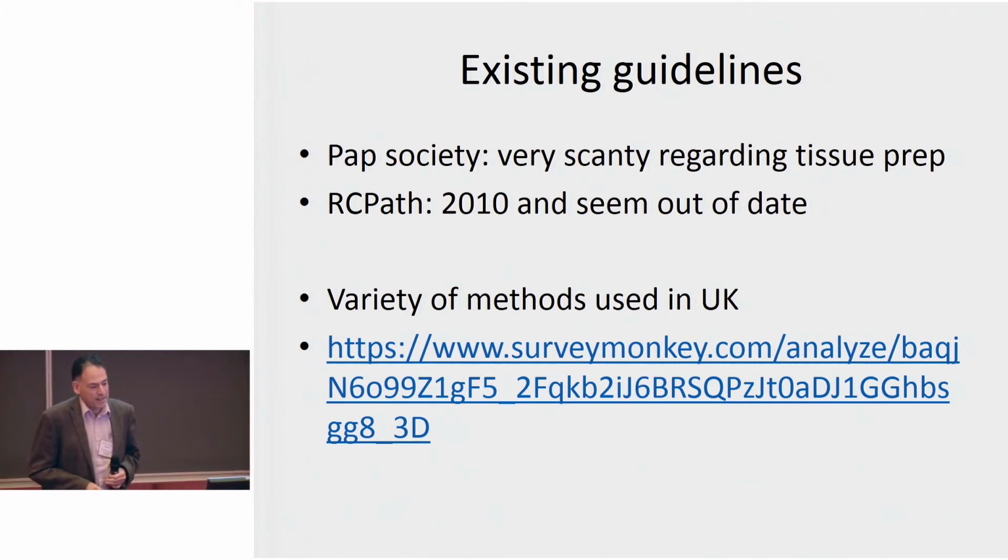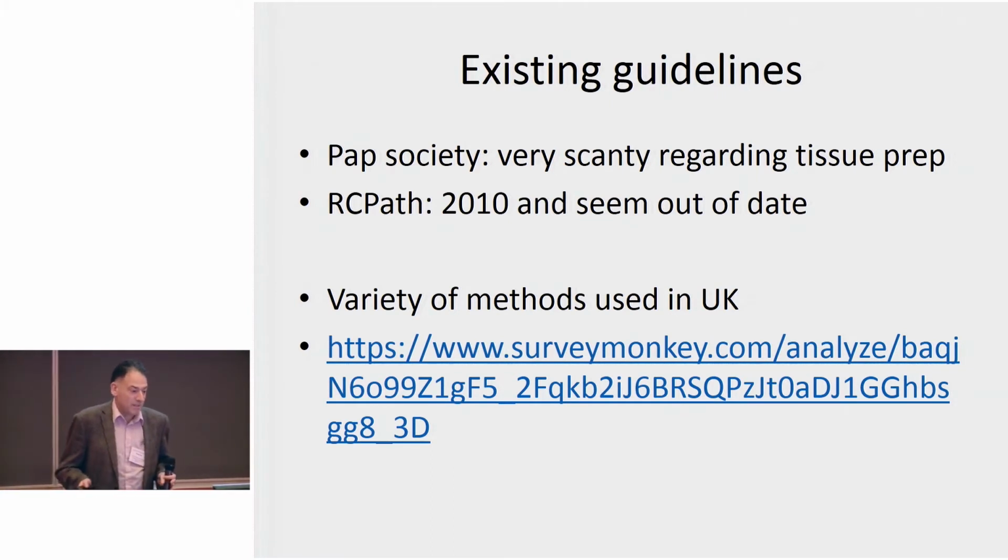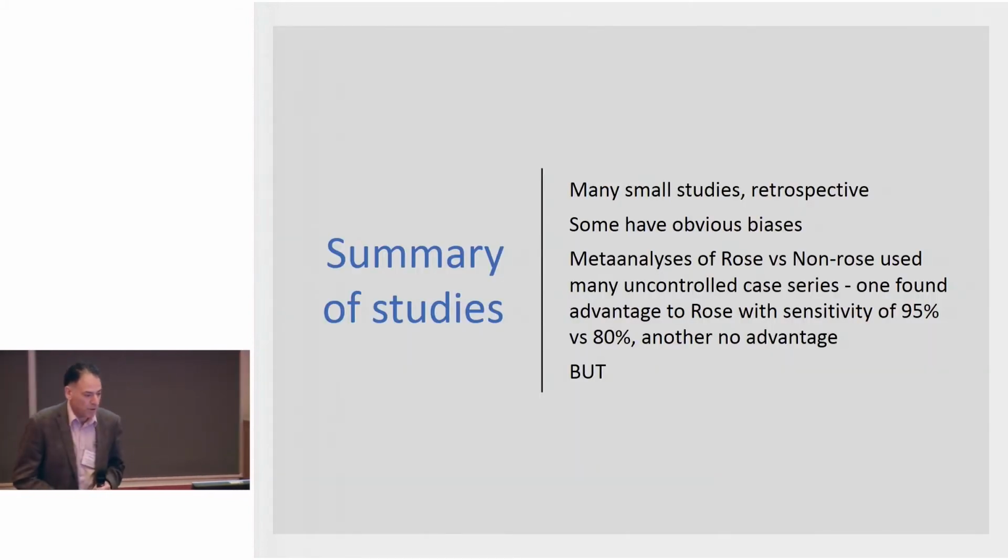So what do the guidelines say about how one should do it? Well, there's actually very scanty information about how people say one should actually prepare these samples. The Papanicolaou Society has very little about tissue preparation, although it has a lot about interpretation of samples. The Royal College of Pathologists in the UK produced guidelines which even in 2010 seemed to be out of date as soon as they were made. And certainly I've done a survey in the UK as to how people are doing it, and there is a big variation in how people prepare samples in the UK, and I think that goes right around the world.